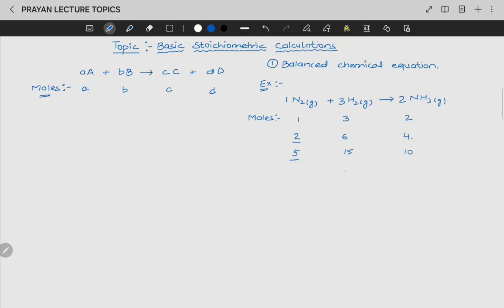Let's say we are having 12 moles of H2. How many moles of N2 will be required? We know 3 moles of H2 requires 1 mole of N2. So in the same way 12 moles of H2 will require 4 moles of N2. And we know 3 moles of H2 produces 2 moles of NH3. So 12 moles of H2 should produce 8 moles of NH3. So we can see that if we know the moles of H2, we can also find the moles of N2 and NH3.